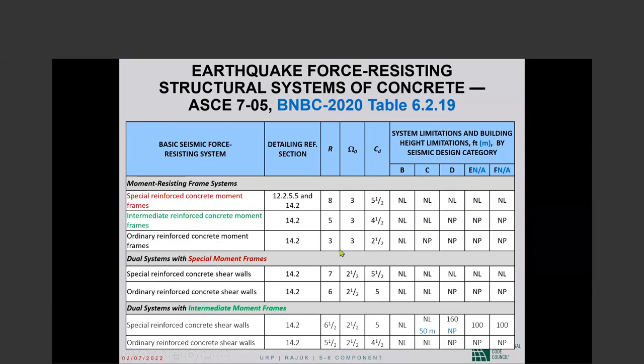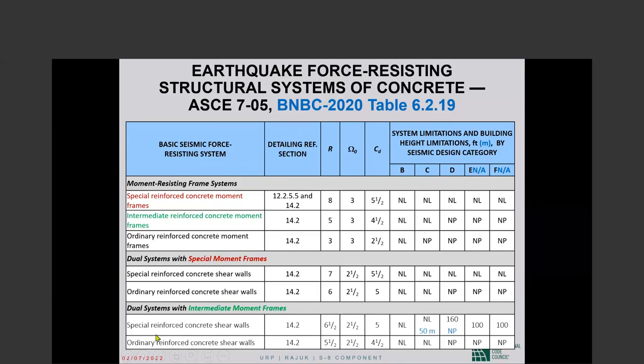Ordinary moment frame, R value goes down to 3. The detailing is now much cruder. The omega sub 0 remains at 3, C sub D is now 2.5. No height limit in B, but it is not permitted even in C.